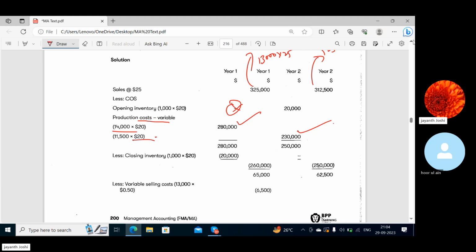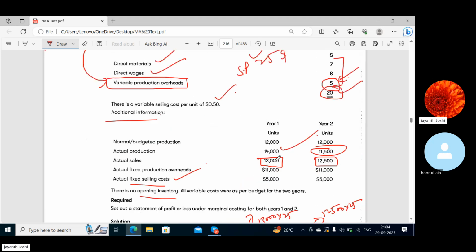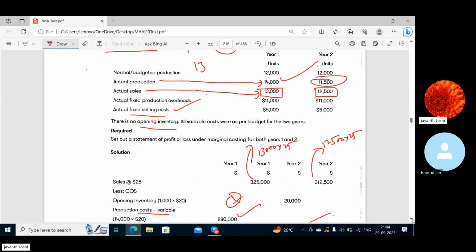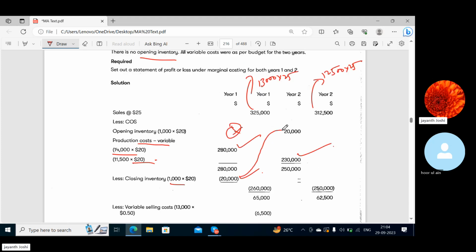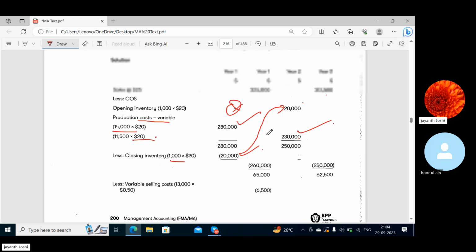Now see how many units they are selling, right? They are selling 13,000, correct? But how much did they produce? 14,000. From 14, if you sell 13, 1,000 is left over. So 1,000 is the closing inventory. Closing inventory is always valued at cost, 20. So 1,000 into 20 is 20,000. This closing inventory of the first year becomes the opening inventory of the second year. So you should not be confused. That's the reason why here we have opening inventory. This we calculated, this we calculated: closing inventory, opening inventory.